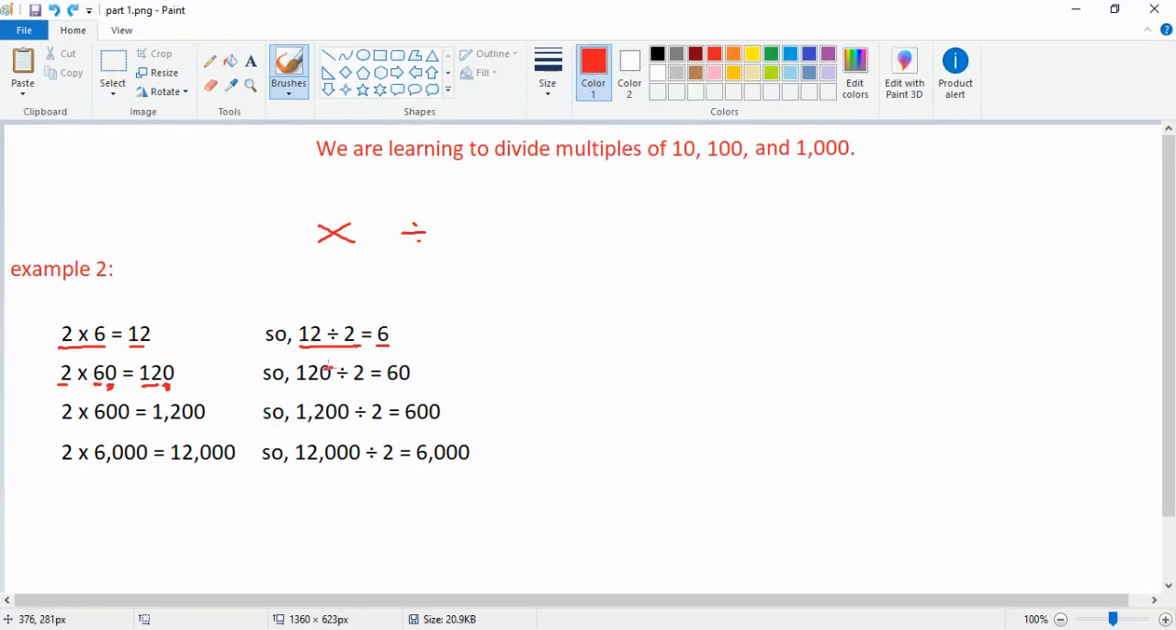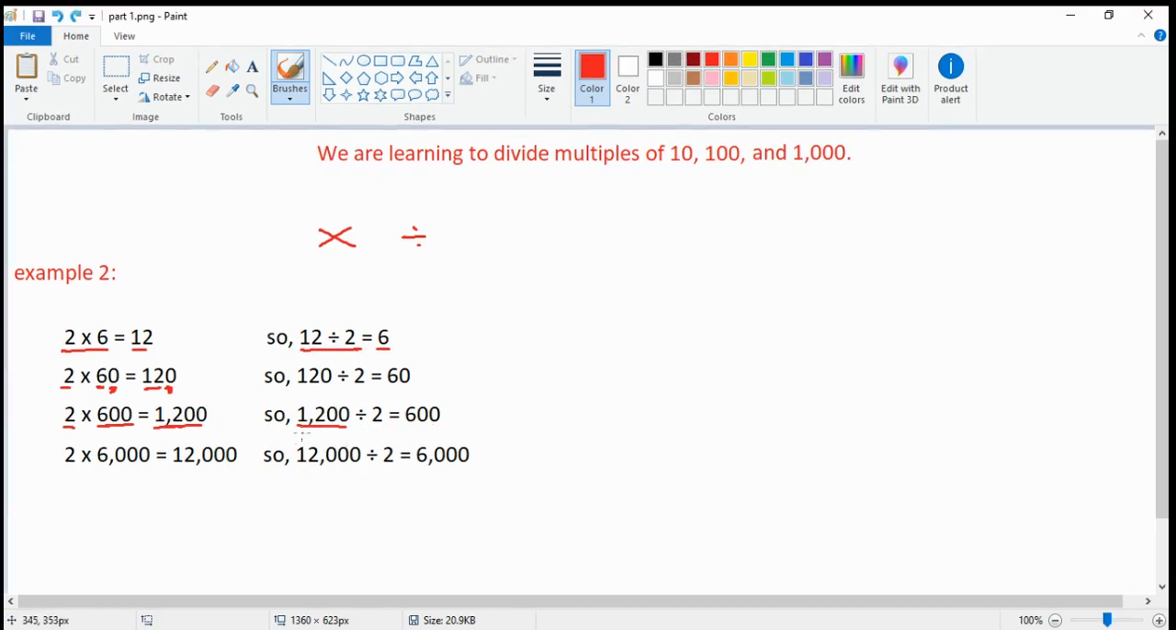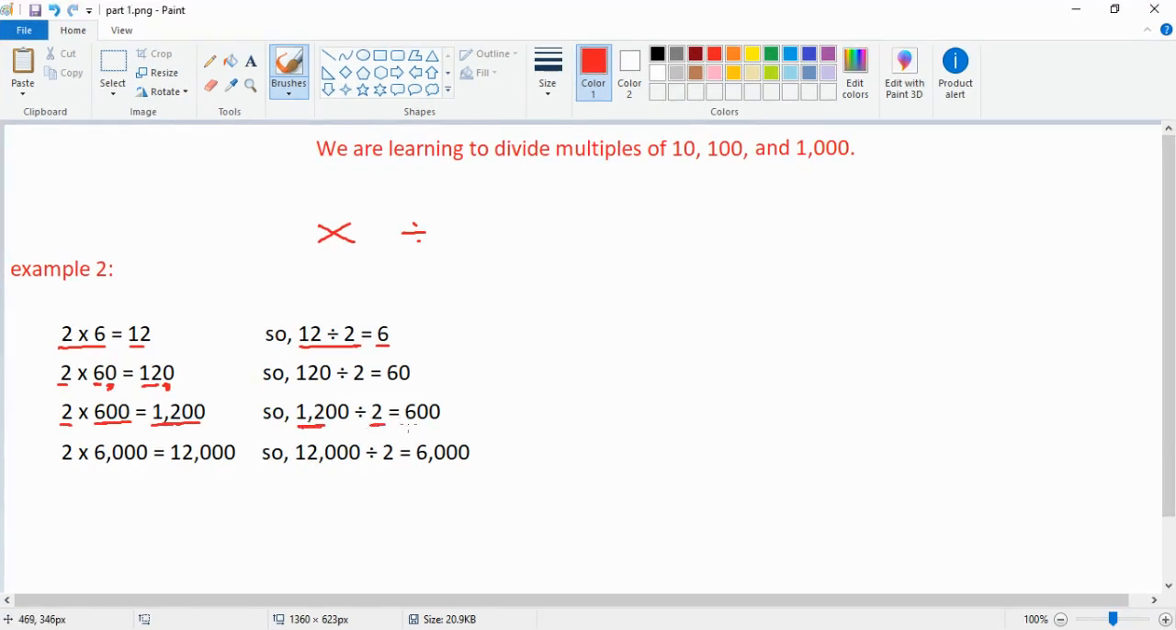Think about it. If you hide the 0 here, what's 12 divided by 2? Well, 12 divided by 2 is 6. Then 120 divided by 2 is 60. We kind of hid the 0 and we gave it back. The same here, if you know 2 times 6 equals 12, then 2 times 600 equals 1,200. So if you know that, then 1,200 divided by 2 equals 600. Think about it again. 12 divided by 2 is equal to 6. There's 2 zeros we didn't use. We add those 2 zeros back in.